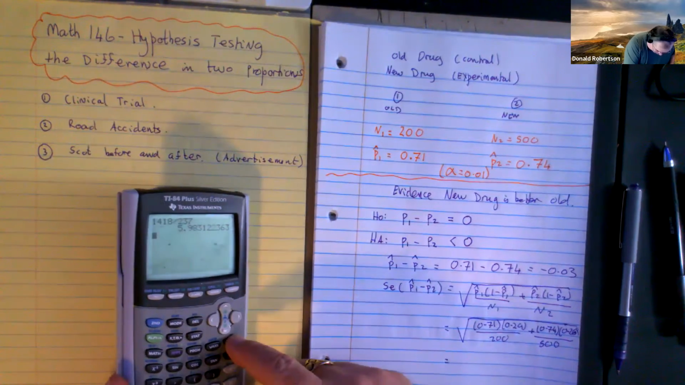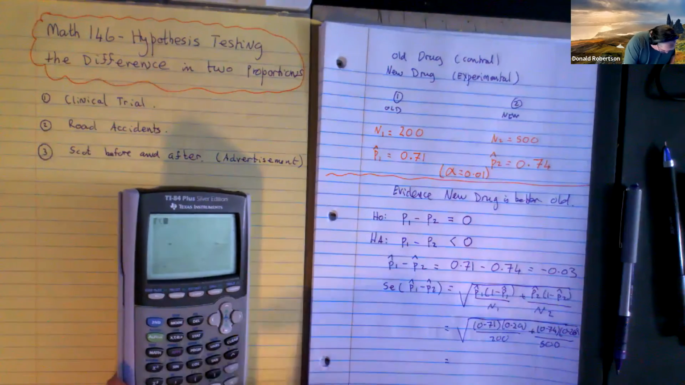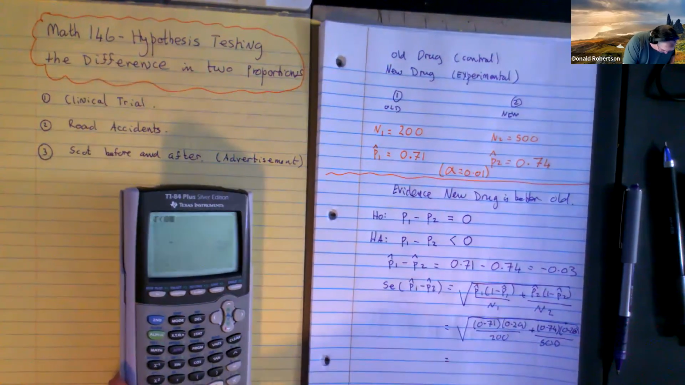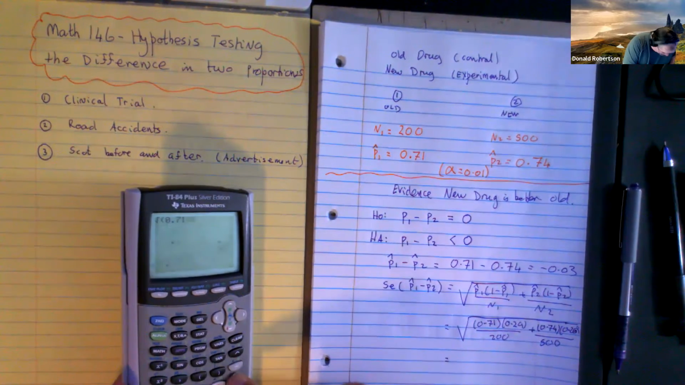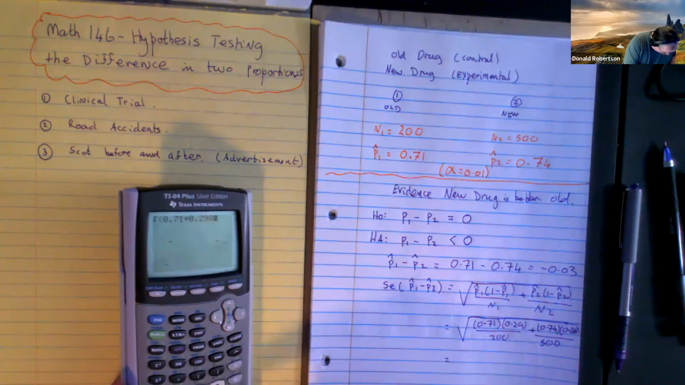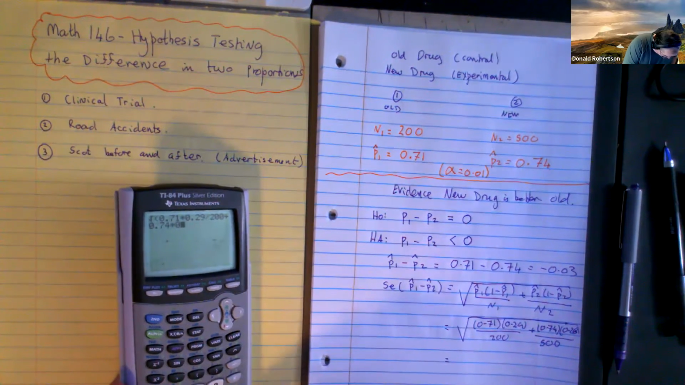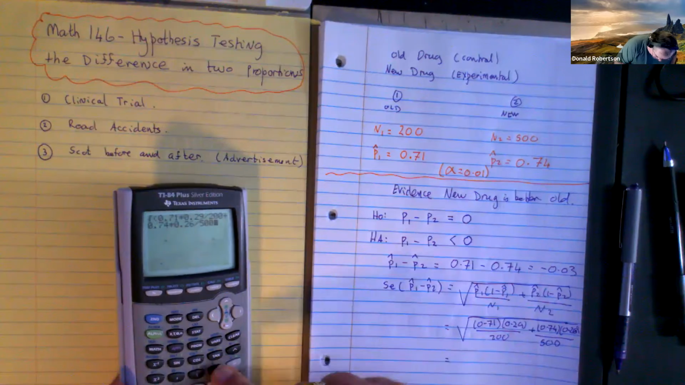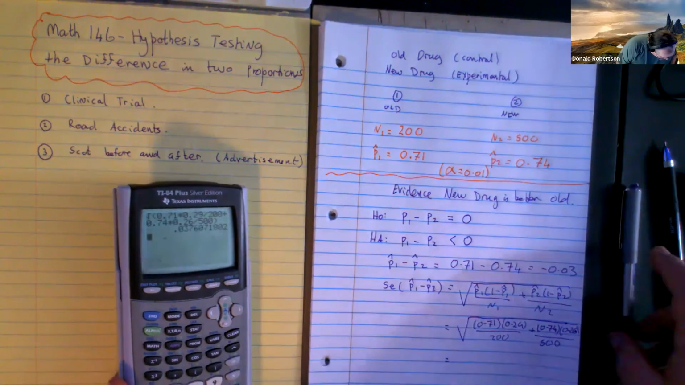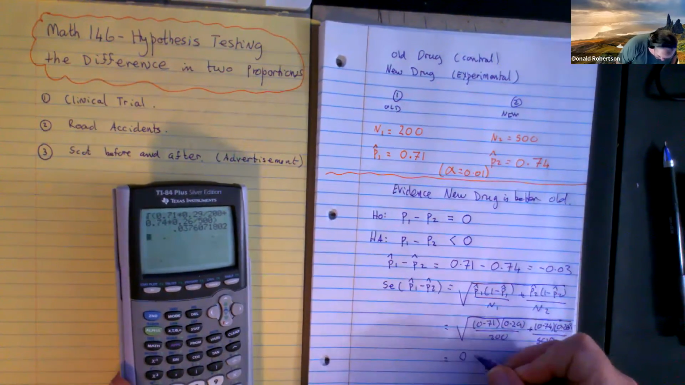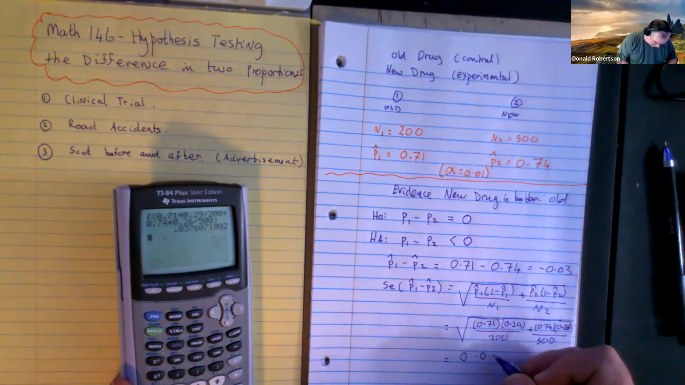So square root of that guy times that guy divided by 200 plus this fella, 74, 26 divided by 500, and we get 0.038 to 3 decimal places.